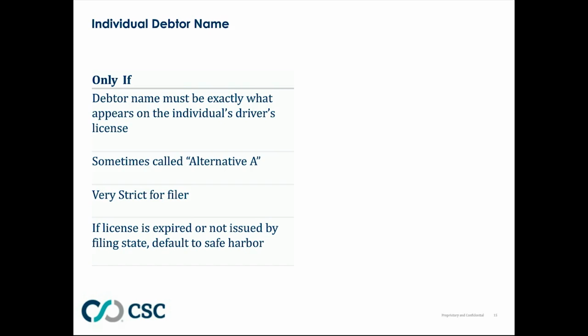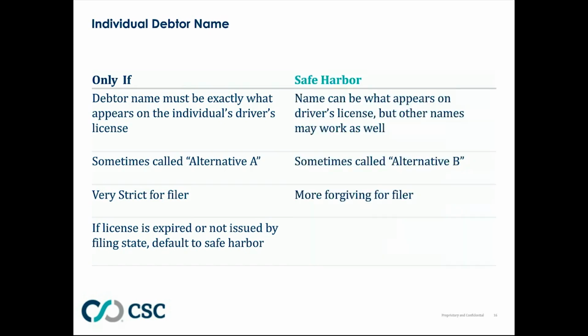So on the left, we just went over the only if, and on the right, the safe harbor. Safe harbor is different than the only if. With the safe harbor, the name can be what appears on the driver's license, but other names may work as well. Safe harbor is sometimes called Alternative B, and it is more forgiving for the filer.